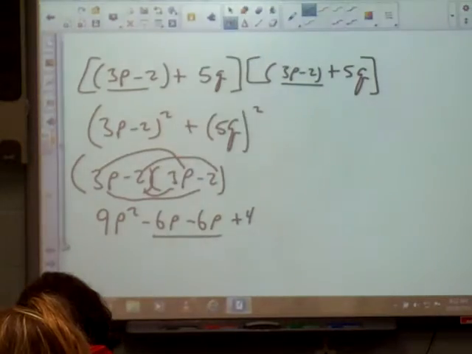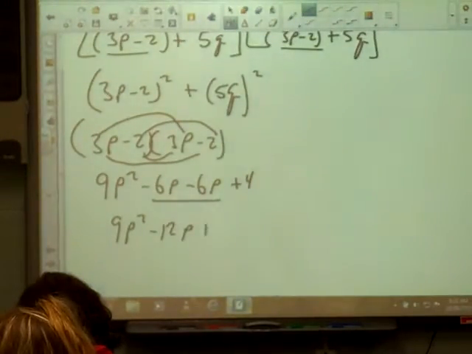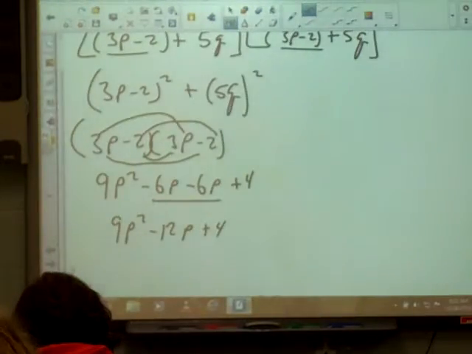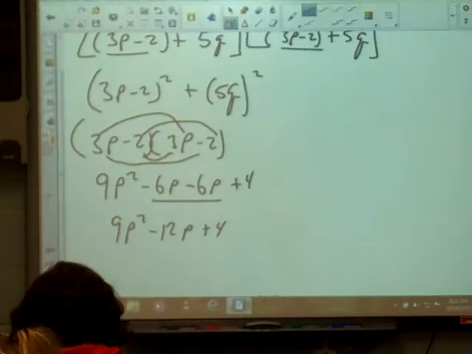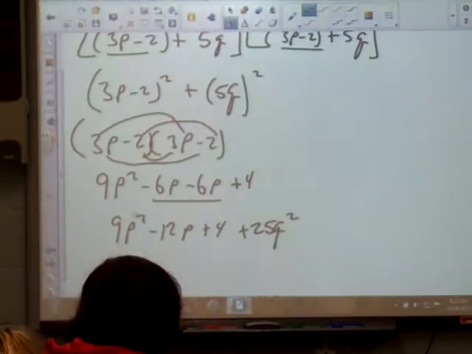Combine those like terms there now. That gets you 9p squared minus 12p plus 4. And then you write it twice. Good. We have this 5q squared. Okay, there's 25q. Good. Square both pieces. 5 squared is 25, and q squared is q squared.